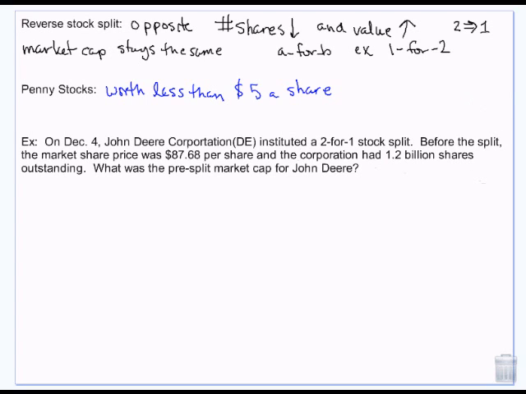Okay, so how are we going to do this? First of all, I want to turn this into a number that I can work with. Okay, so 1.2 billion is 1,200,000,000. The pre-split market cap was $87.68 per share, so I have to multiply that times that.